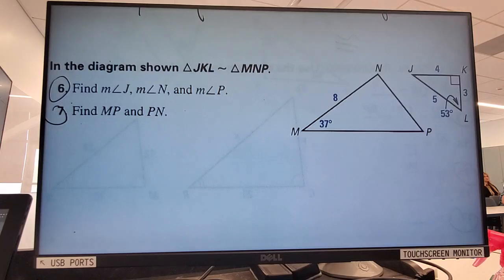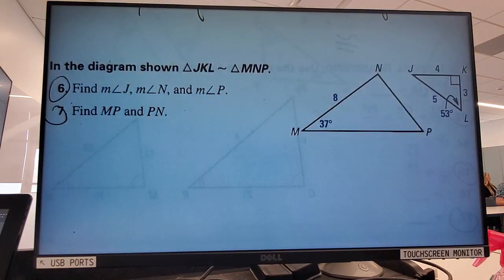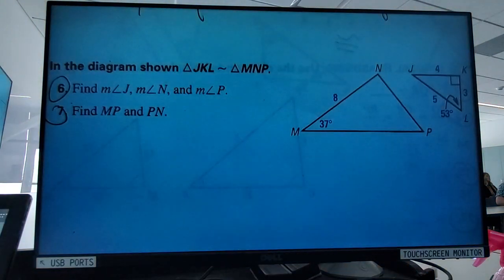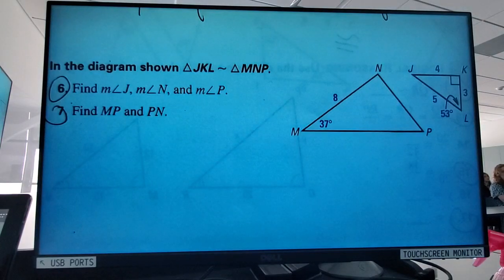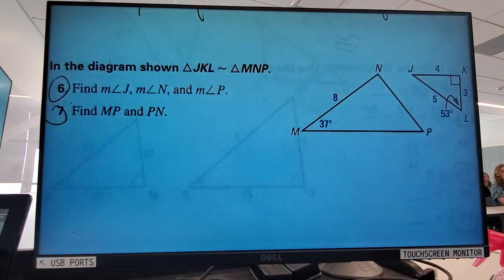When I write down the similarity statement, triangle JKL is similar to triangle, oh crap, sorry guys. Oh man, I got excited for a second. I'll stop. I thought he had disappeared. I could never make him disappear.